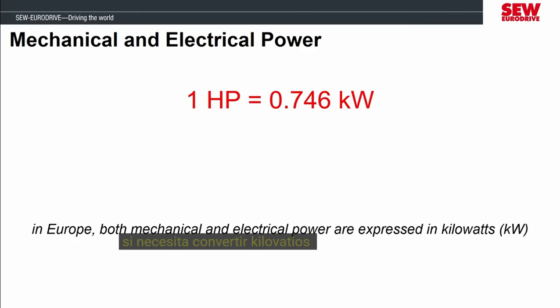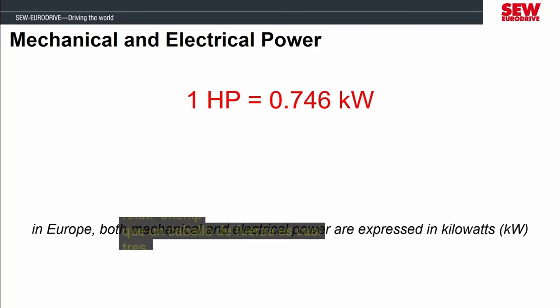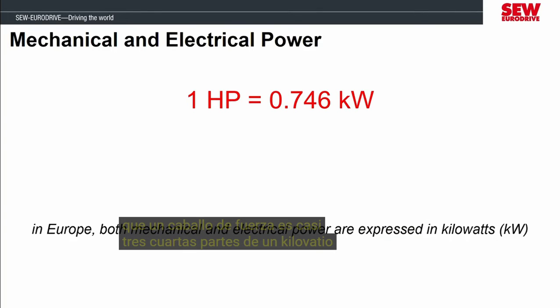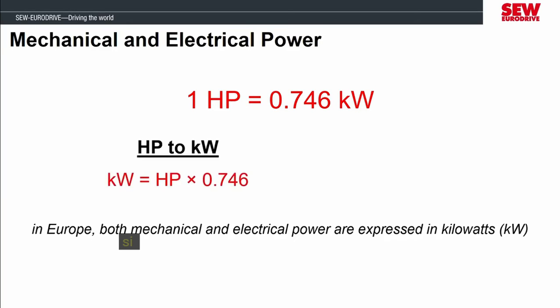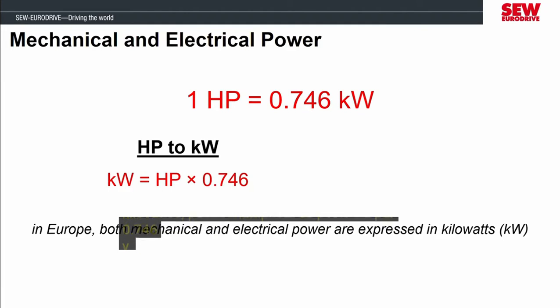If you need to convert kilowatts to horsepower, that can be done by using the relationship that 1 horsepower is almost 3/4 of a kilowatt. If you know what horsepower you have and want to know what it is in kilowatts, you can multiply your horsepower by 0.746 and get the equivalent kilowatt.